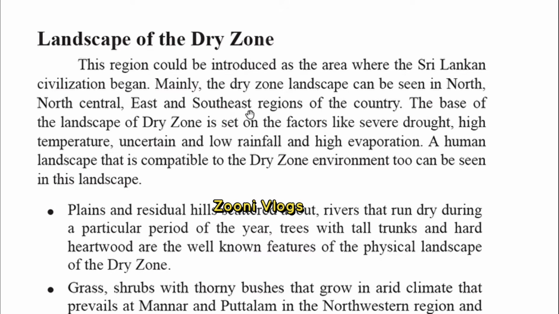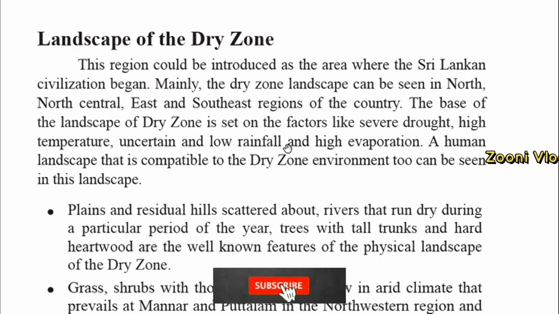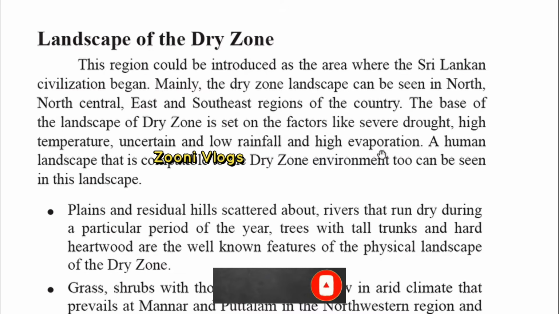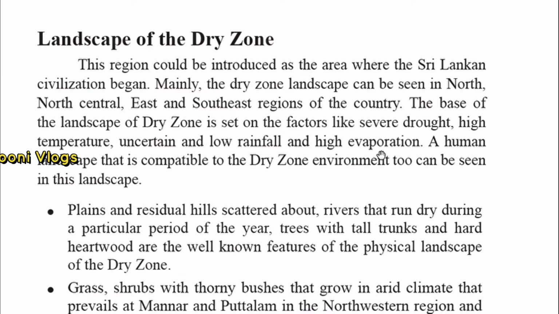The base of the landscape of the dry zone is set on factors like severe drought, high temperature, uncertain and low rainfall, and high evaporation. As I told you already, dry zone means no chill climate like the hill country. Trees also can be seen like dried leaves, because of the uncertain and low rainfall and the high evaporation. If you observe the soil in the dry zone, you can see that the soil is also dried.